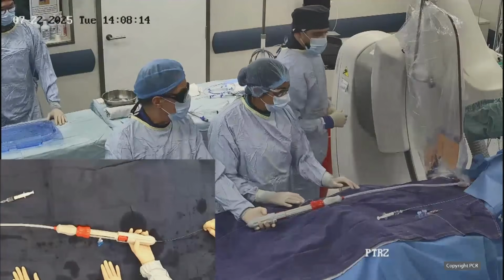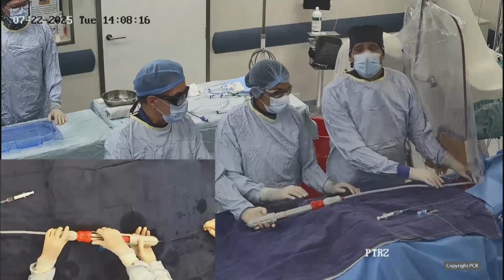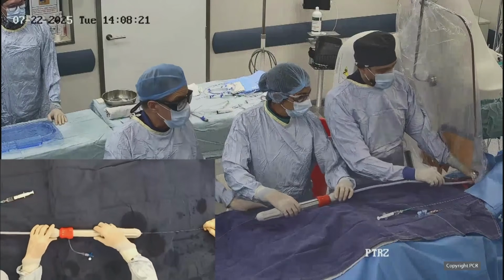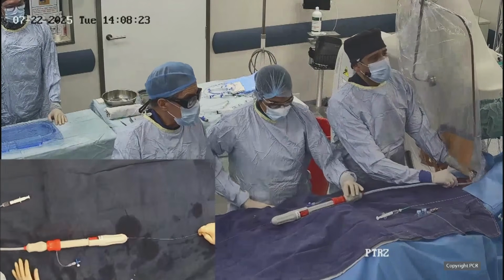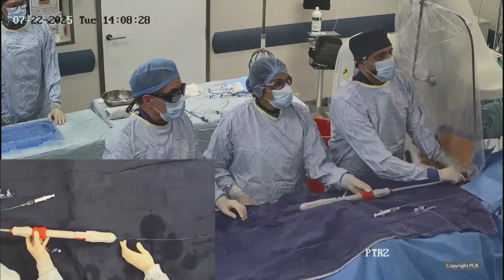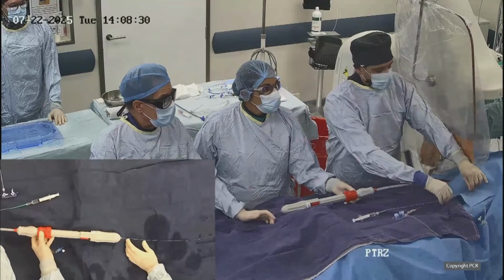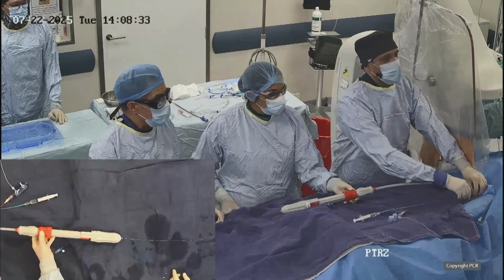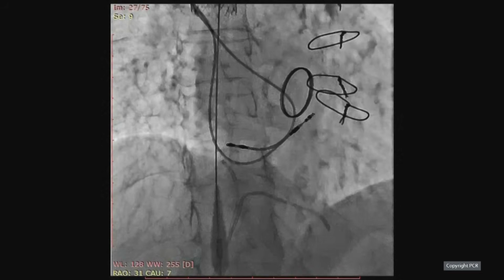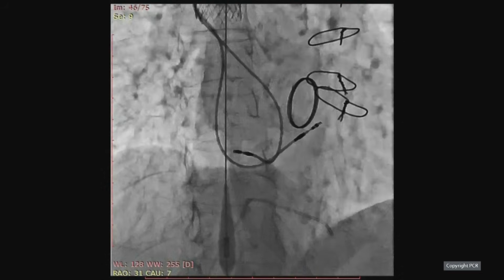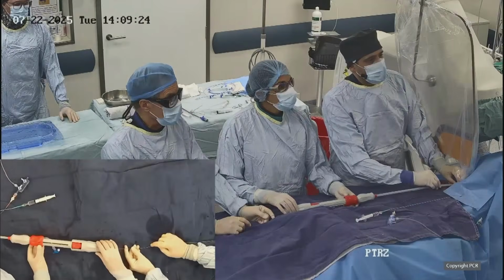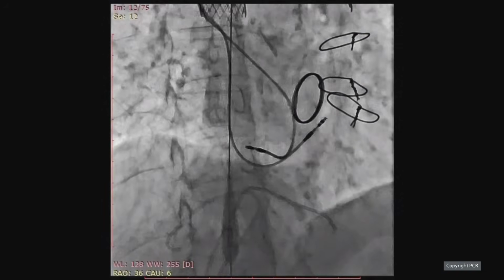Perfect. We are ready to advance the inferior vena cava system. The wire is positioned, so we are going to advance the system to the inferior vena cava, and we are going to move the pigtail that we have in the pulmonary artery to the right hepatic vein. Perfect. So we have our two markers. Having the pictures as a reference, we're going to advance the system and start checking it by echo.